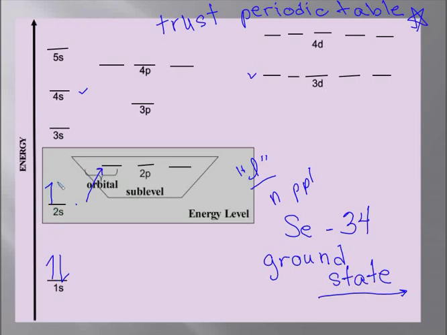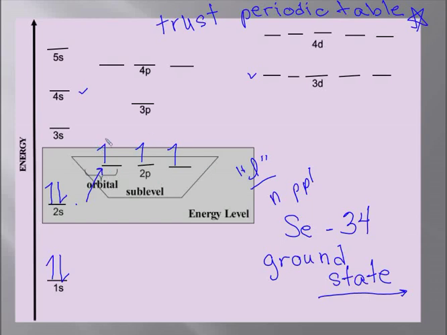Aufbau says go to the next lowest energy. Pauli exclusion says spins opposite so that no 2 electrons will have the same 4 quantum numbers. Aufbau says go to the next lowest. Now we have to invoke Hund's rule. Before we pair up, we're going to put them in unpaired first, and that's key.